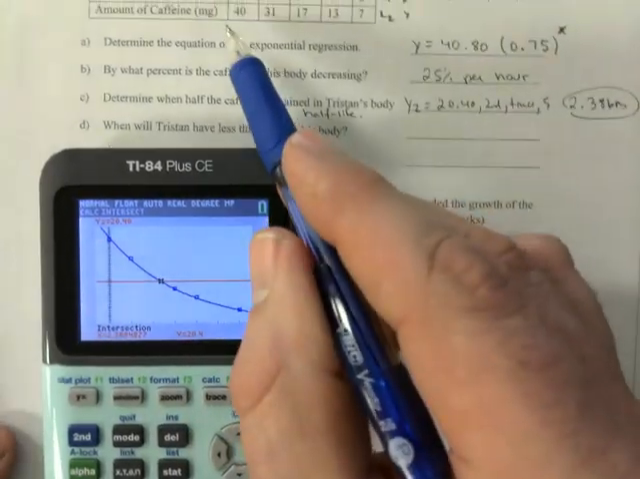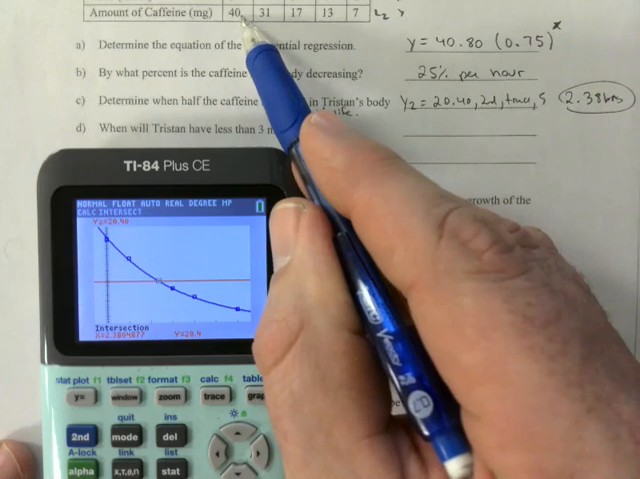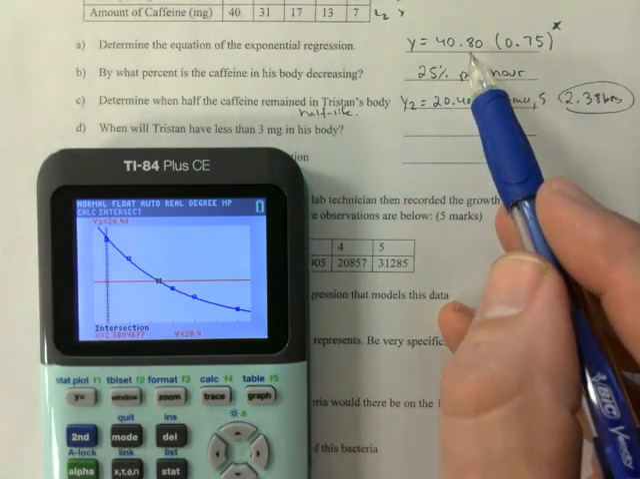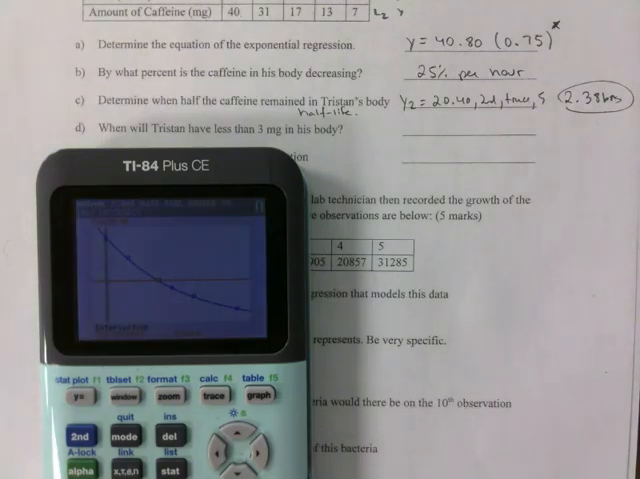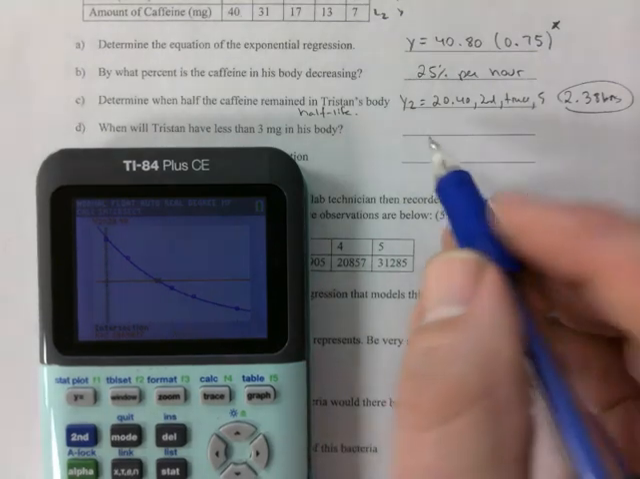Maybe some of you went, hey, at the beginning it's 40. How come it's not? I know, it's trying to model it. It's trying to find the best way to connect the dots, basically, because they're not perfectly fitting the curve. So it's trying to make it happen.